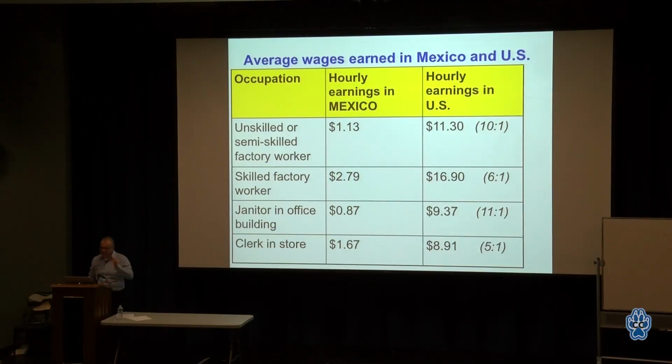And you could see the same thing with skilled factory workers: $2.79 in Mexico, and in the United States it would be $16.90, like a 6 to 1 differential. For a janitor position, 87 cents, and in the United States 9.37, and that's roughly an 11 to 1 differential.